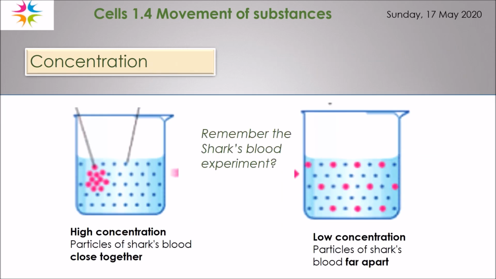The next thing to look at is concentration. We just need to know, remembering the shark's blood experiment, that when all the shark's blood particles were close together in the water, like in the beaker on the left, they were in a high concentration, and then in the beaker on the right, once the blood particles or red food colouring particles had spread throughout the liquid, then they were in a low concentration because they're far apart. So there's going to be a short demonstration about diffusion using tea bags.